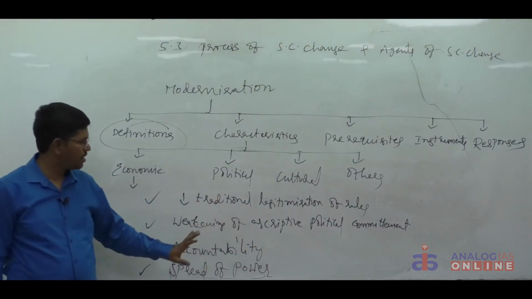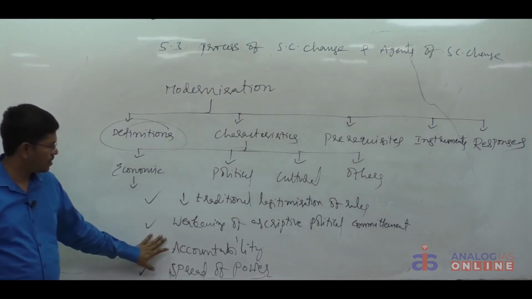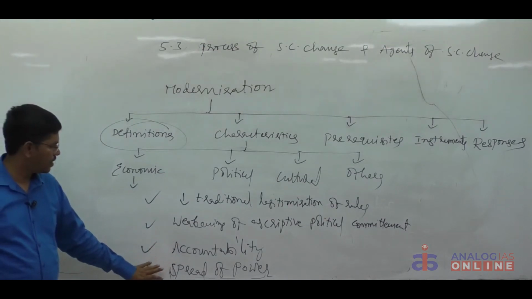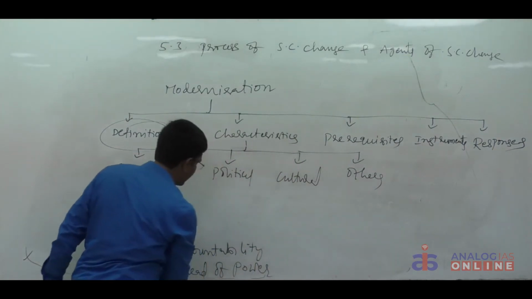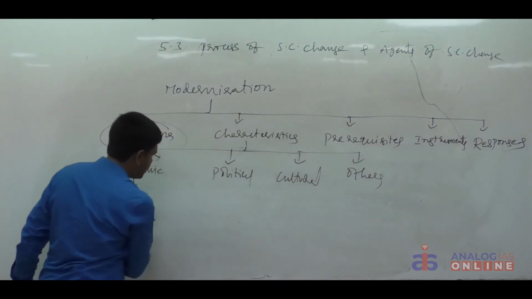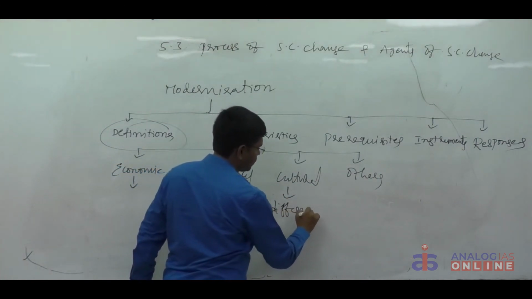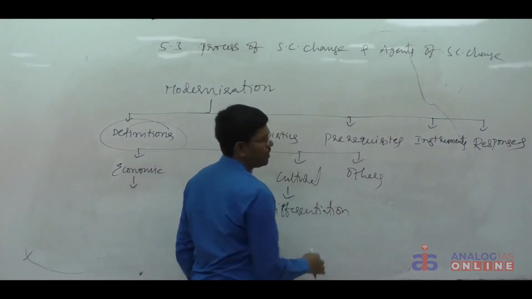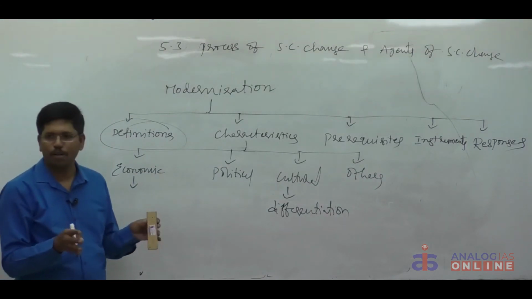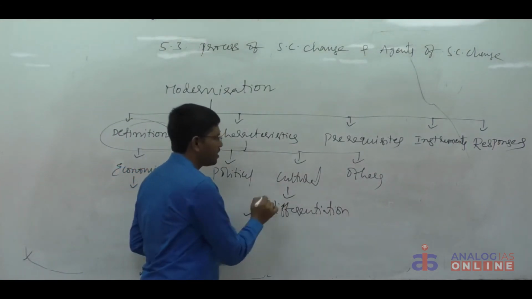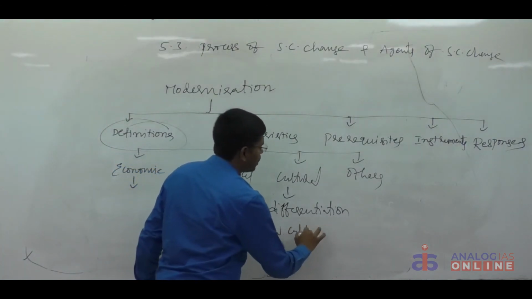Decrease in the traditional legitimization of the rulers, weakening of ascriptive political commitment to the rulers or a group of rulers, increase in the ideological accountability of the rulers, spread of the power to the wider sections of the society. These are the political characteristics. Cultural characteristics. There is growing differentiation of value systems of the society. That means they started dividing each and everything, religion, science, magic, economy, polity, like that. There is growing differentiation of value systems and emergence of a new cultural outlook.